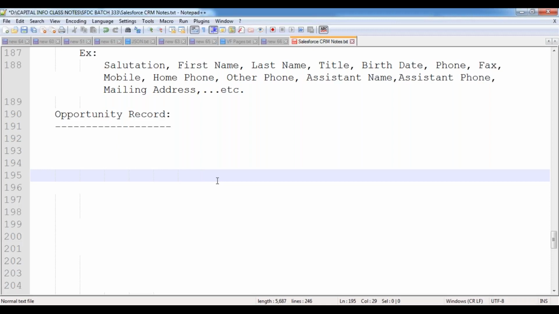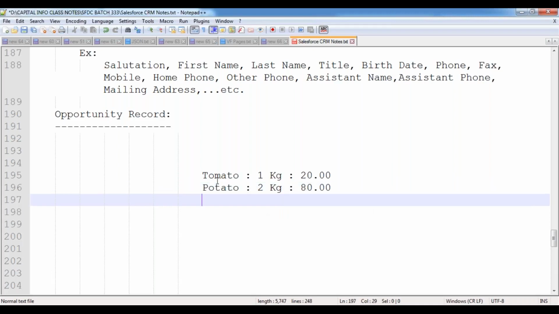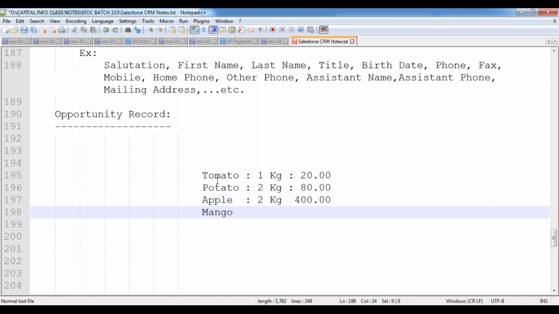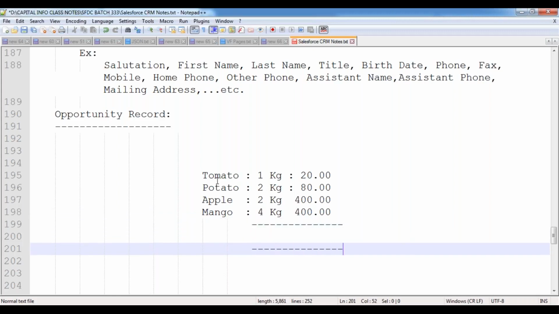I have purchased some vegetables: some tomato, 1 kg, which is some 20 rupees, some potato, 2 kg, which is some 80 rupees, apples, 2 kg, which is some 400 rupees, mango, 4 kg, 400 rupees. These are the items I'm purchasing today. I went to the supermarket and purchased these items.